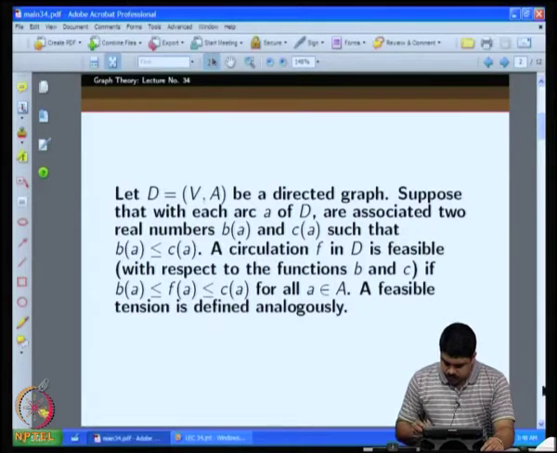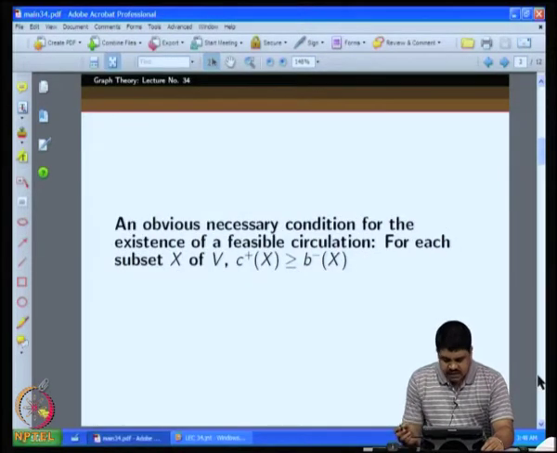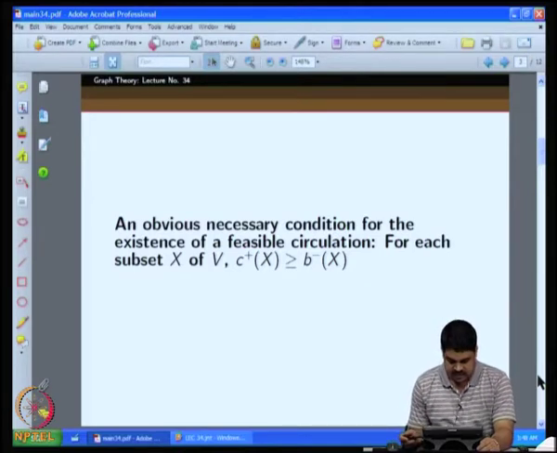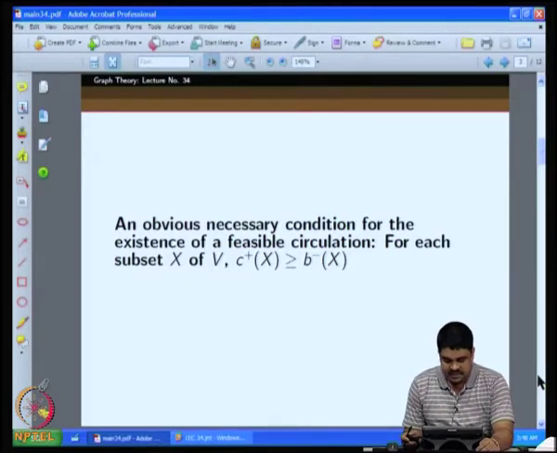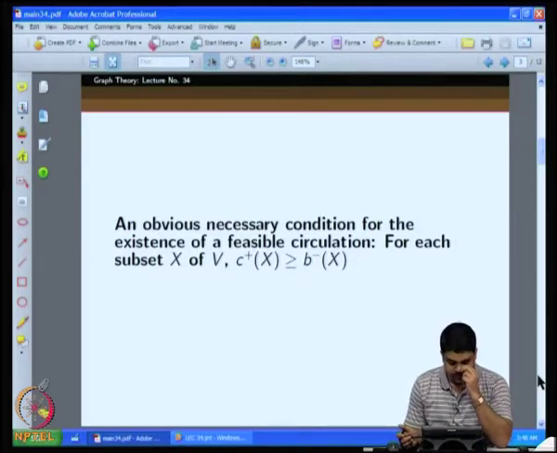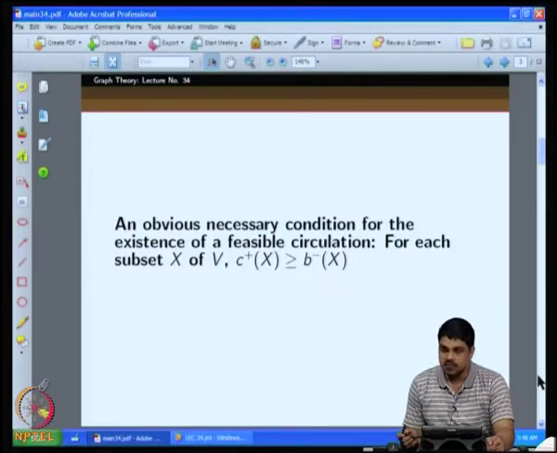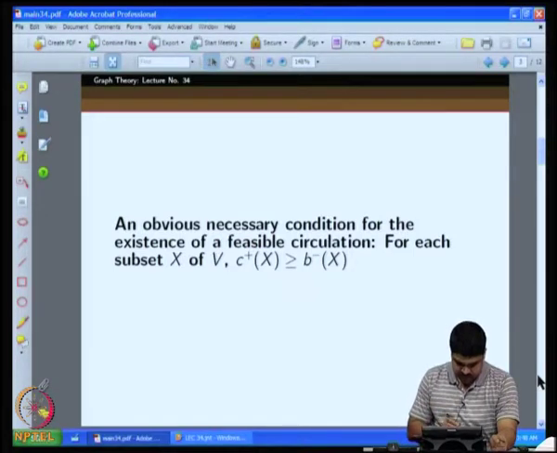Now, the main topic that we will consider in this class is a necessary and sufficient condition for the existence of a feasible circulation in a network given the lower bound function b and the upper bound function c. What one can immediately see is this, as far as a necessary condition is concerned.